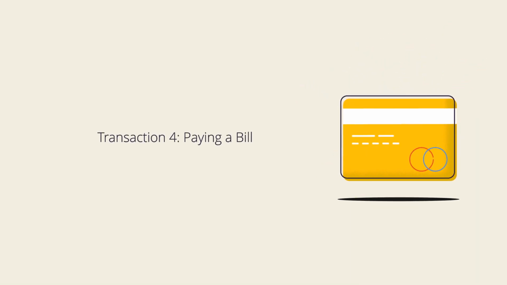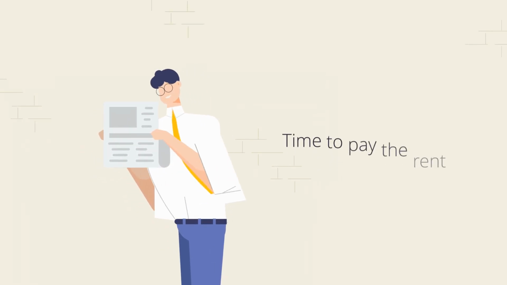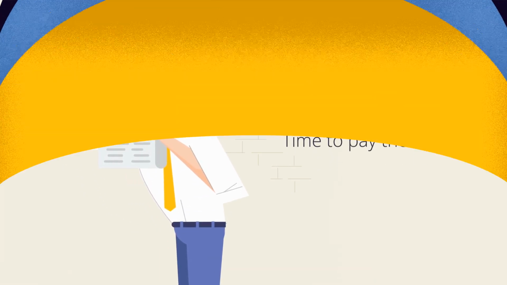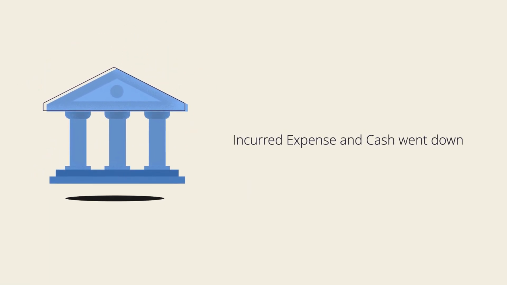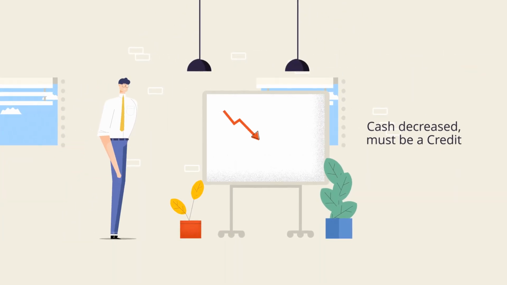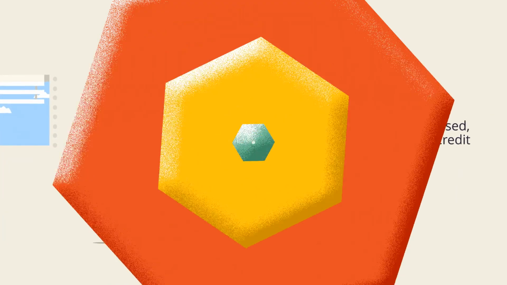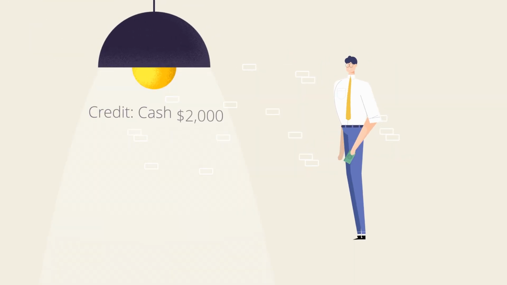Transaction 4, paying a bill. Time to pay the rent. We send our landlord $2,000 for the month. We just incurred an expense, and our cash went down. Using DEALER, expenses increase with a debit. Our asset cash decreased, so it must be a credit. Debit, rent expense $2,000. Credit, cash $2,000.